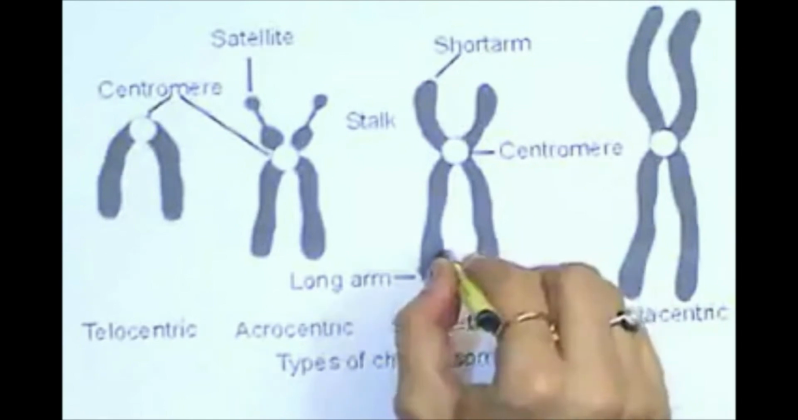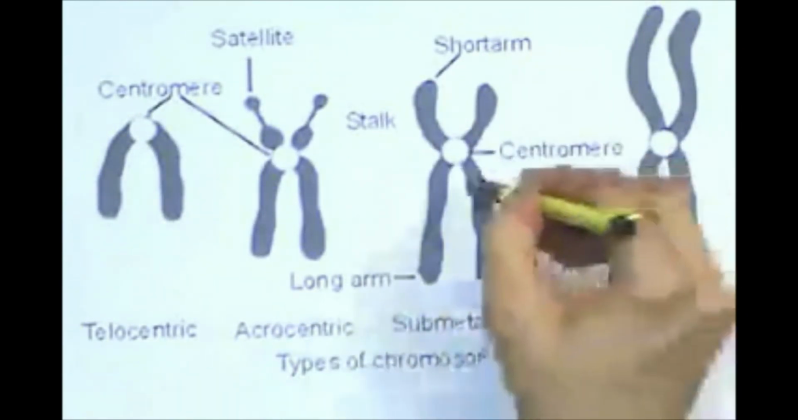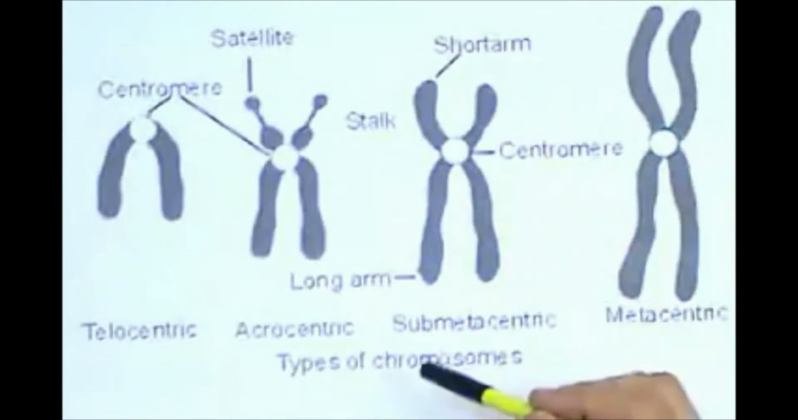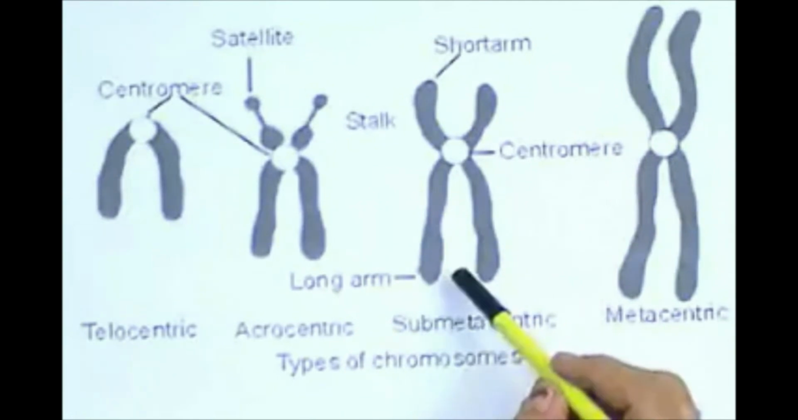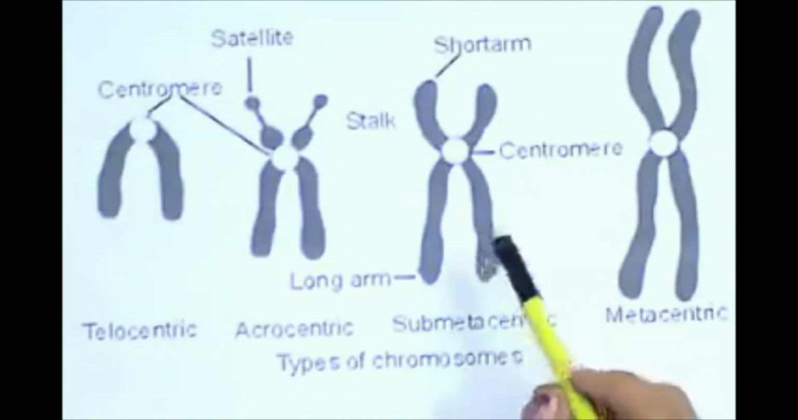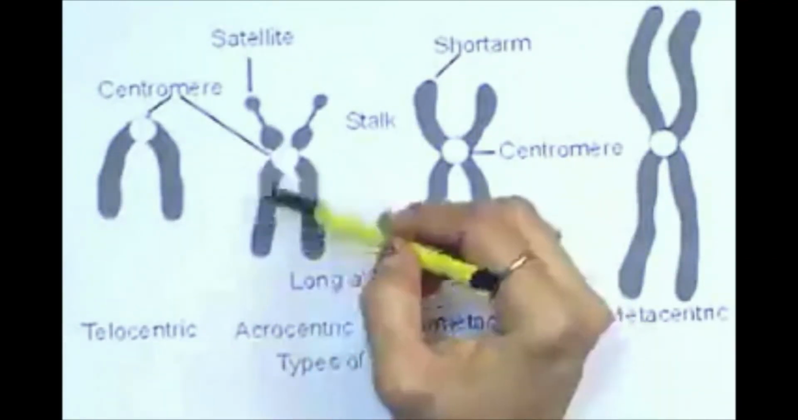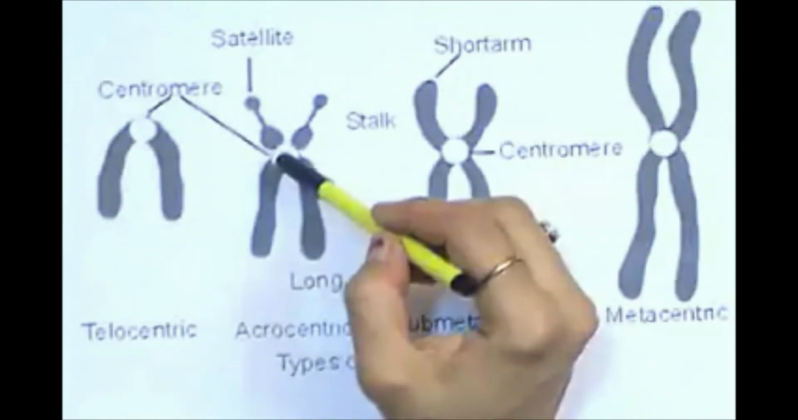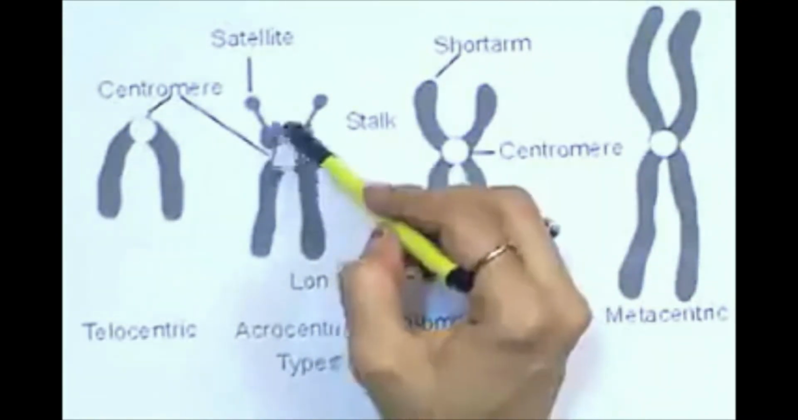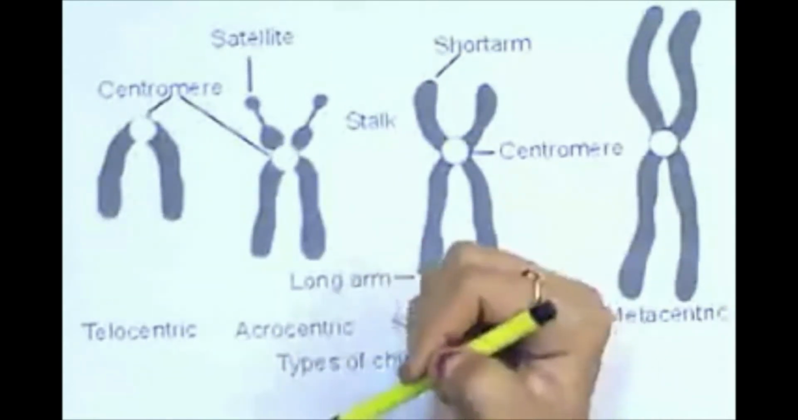The submetacentric chromosome has the centromere slightly away from the center. So there is one short arm and one long arm. So these are called the submetacentric chromosome, where the centromere is slightly away from the middle of the chromosome. In acrocentric, the chromosome has a centromere situated close to one of its ends, forming one extremely short and one extremely long arm.